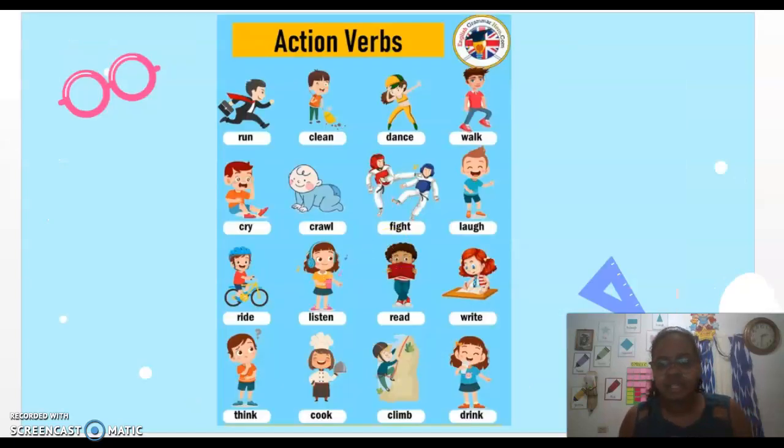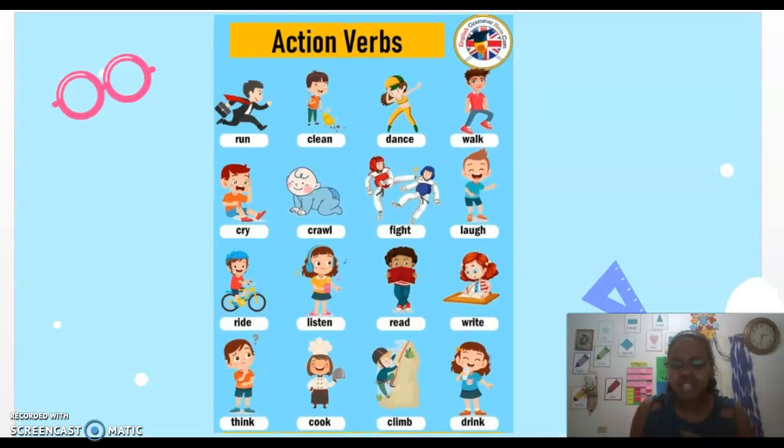Here I have some examples of verbs. But verbs that are action verbs. For example, run, clean, dance, walk, cry, crawl, find, laugh, write, read, listen, think, cook, climb, and drink. All of them are verbs because all of them are actions. You are going to write 5 action verbs that you know in your notebook.